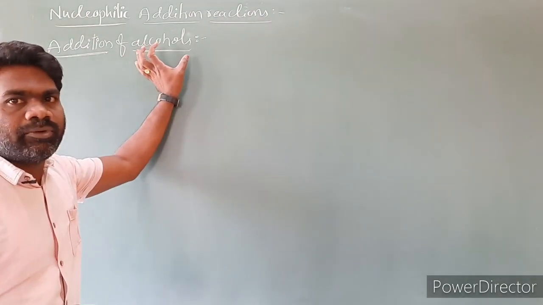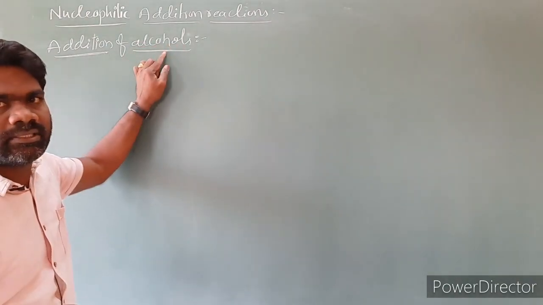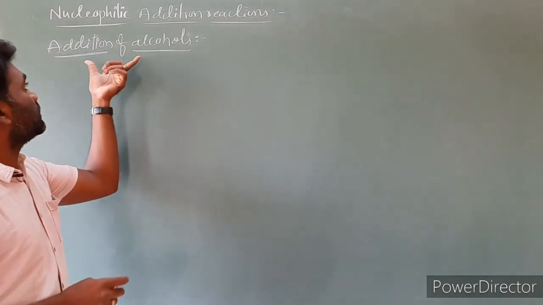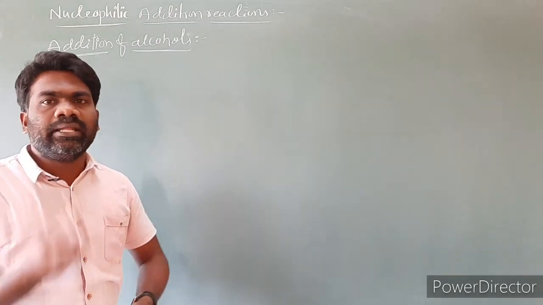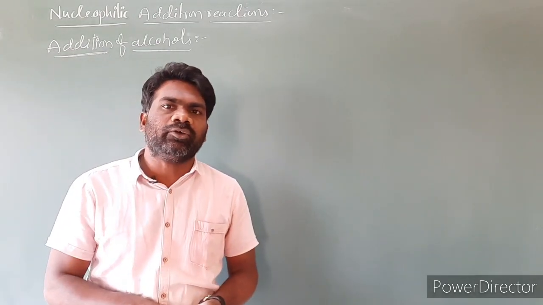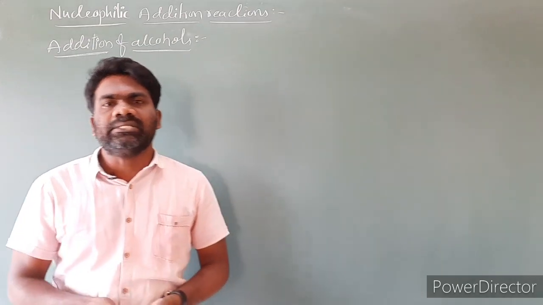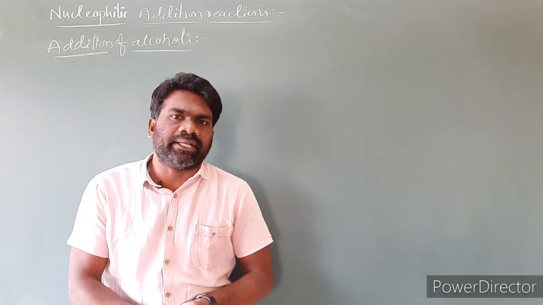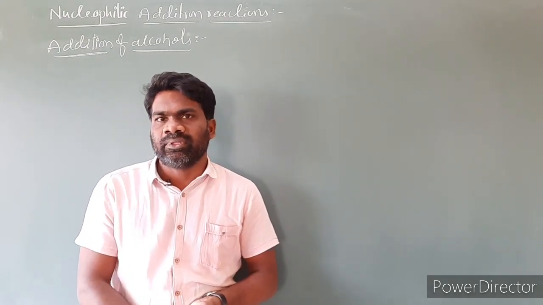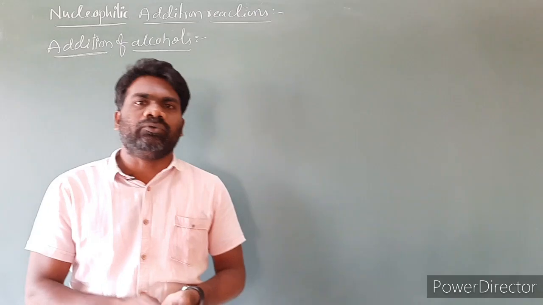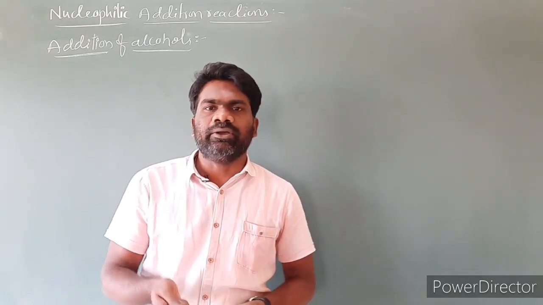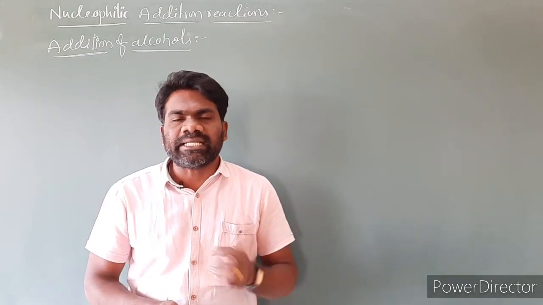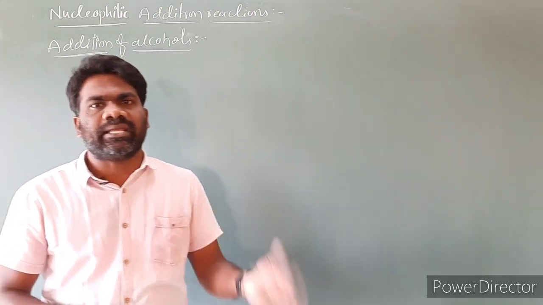First we'll discuss addition of alcohols to the aldehydes, then we'll discuss addition of alcohols to the ketones. The first one is addition of alcohols to the aldehydes. Aldehydes react with one equivalent of monohydric alcohol in presence of dry HCl to give an alkoxy alcohol intermediate known as hemiacetal. This hemiacetal further reacts with one more molecule of alcohol to give a gem dialkoxy compound known as acetal. What is the meaning of this statement? Let us understand by taking an example.